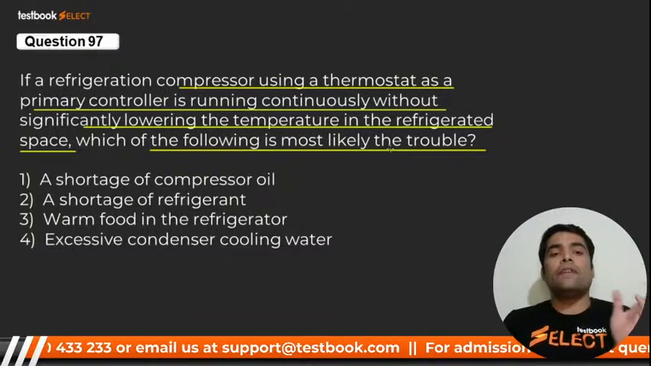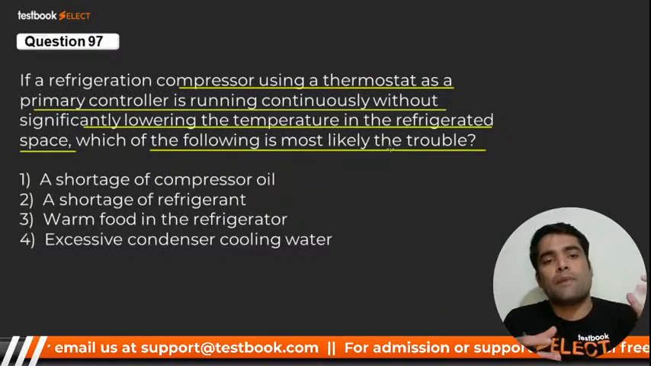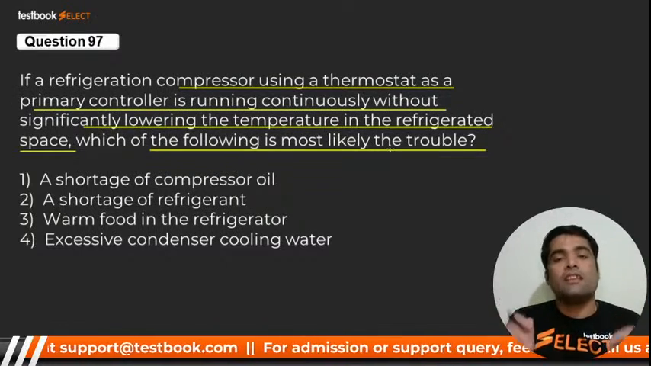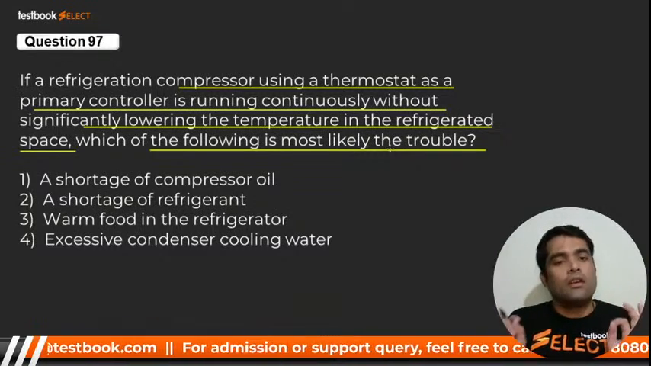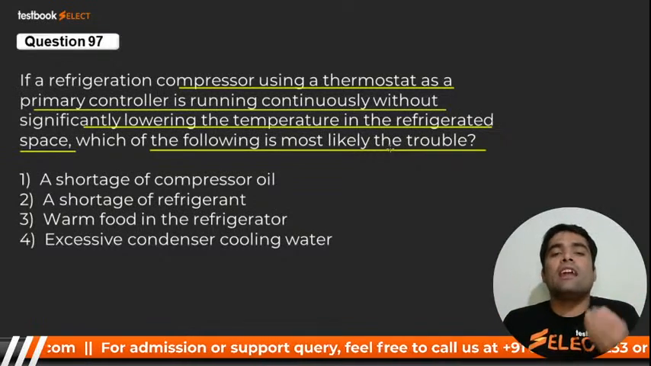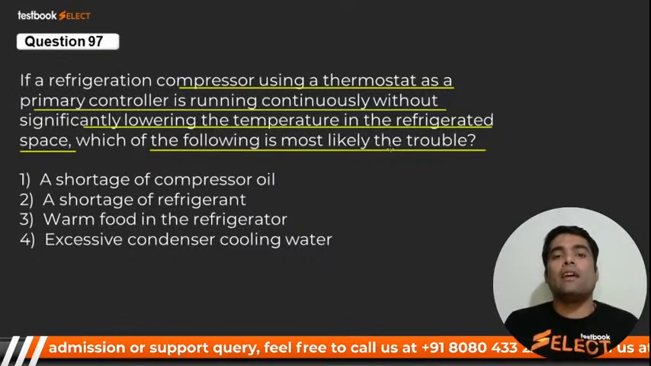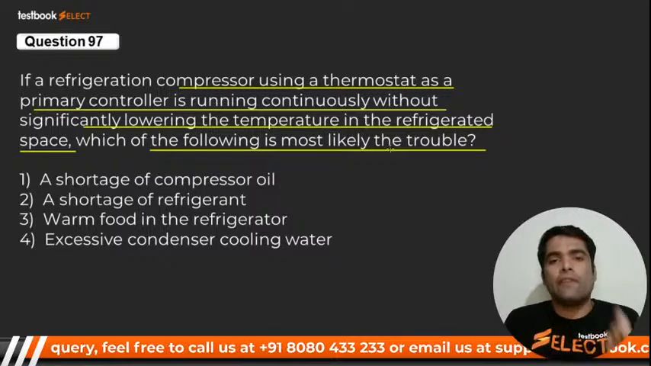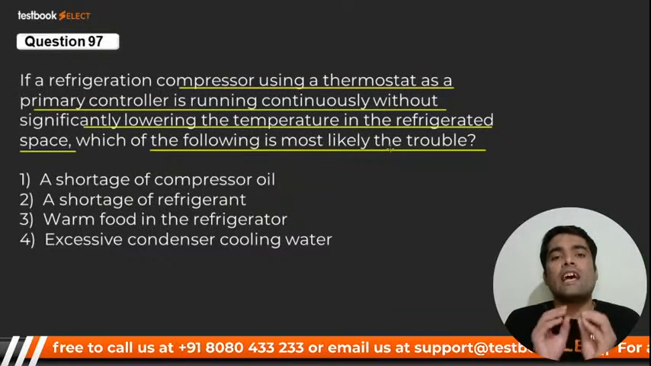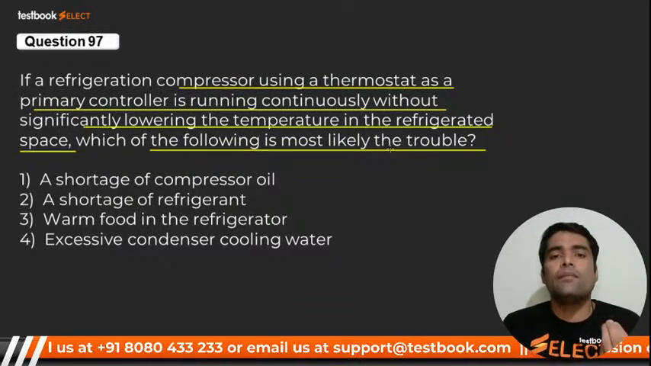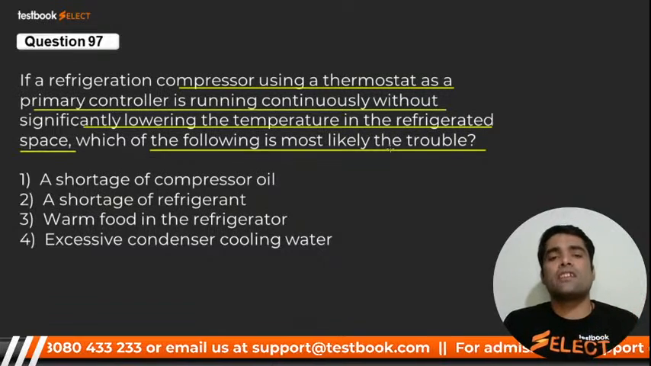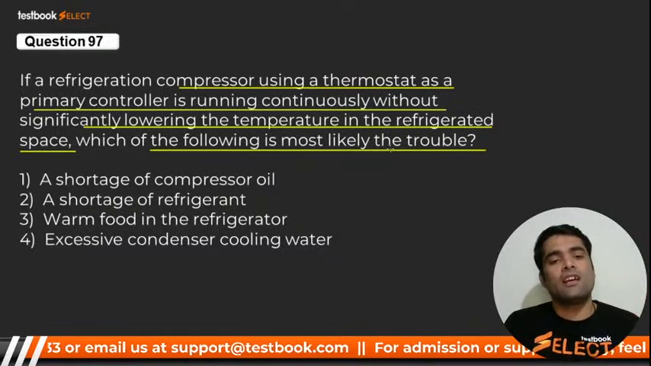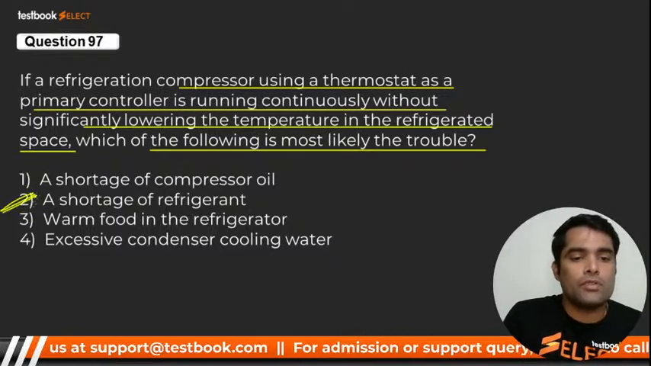See, refrigeration compressor using thermostat as primary controller is running continuously. That means refrigerator is on. Okay. But still we are not getting a cooling effect. That means what, my dear? Usme refrigerant, it is quite less. There is a shortage of refrigerant. Might be the refrigerant has been over inside the refrigerator. Refrigerator mein refrigerant khatam ho gaya hoga. Right? So option number 2 is correct.